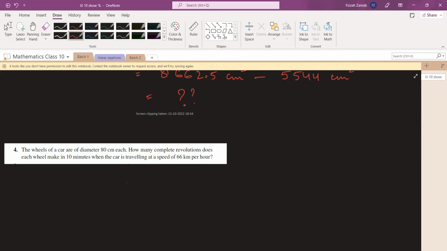So the wheels of a car are of diameter 80 centimeter each. How many complete revolutions does each wheel make in 10 minutes, when the car is traveling at a speed of 66 kilometer per hour?